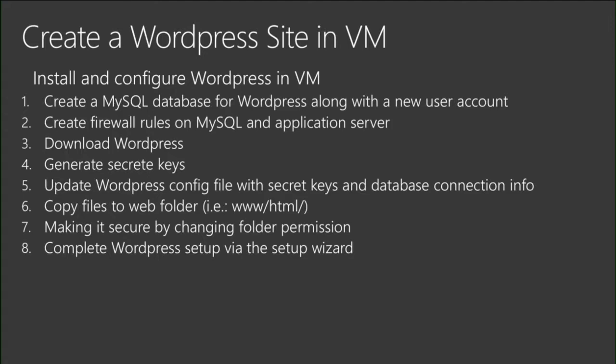So the first thing you're going to do is install a MySQL database for the WordPress, along with a new user account. Then you're going to create firewall rules on both your MySQL as well as your application server. The third step is to download the WordPress site.